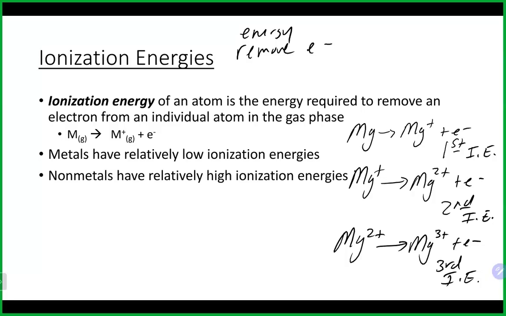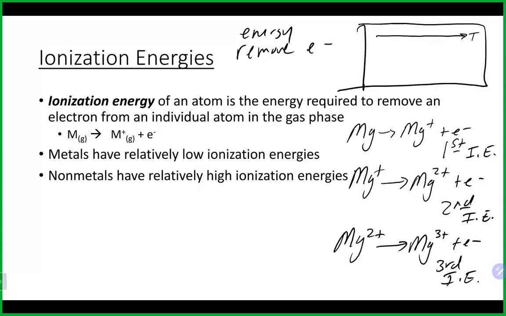You remove the second one, what happens? It gets smaller again, right? Now those outer electrons are even closer. So it gets progressively harder every time you remove an electron because the overall size starts to shrink. And again, those outer electrons are now moving closer to that positive charge. It's going to hold them a lot tighter. So the general trend for the first ionization energy is it increases as you go up and to the right, and it decreases as you go down and to the left.